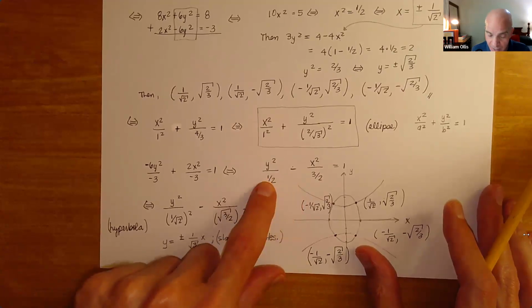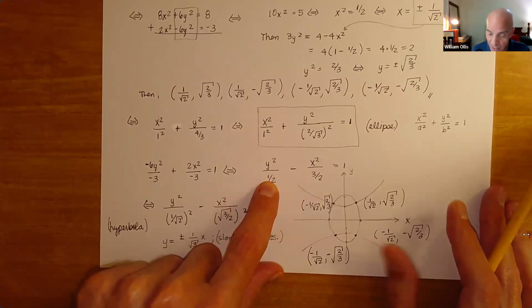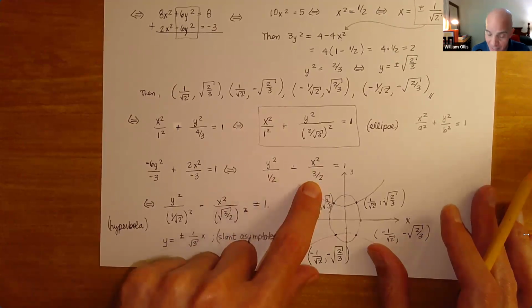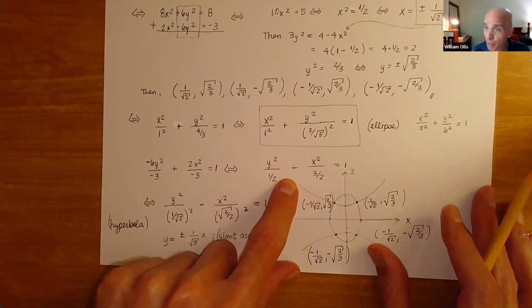So now we're seeing that the intercepts are on the y-axis as opposed to the x-axis. This defines a hyperbola.